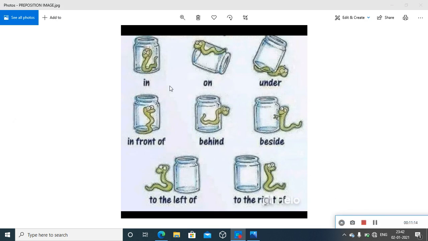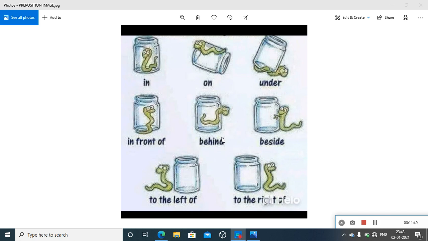Here, just look at the funny picture, which also gives us a very good idea regarding certain commonly used prepositions. See, the snake is in the bottle, on the bottle. So a 3D kind of image. So on the bottle, under the bottle, in front of the bottle. It's just on, but here it's in front as the bottle is kept intact.